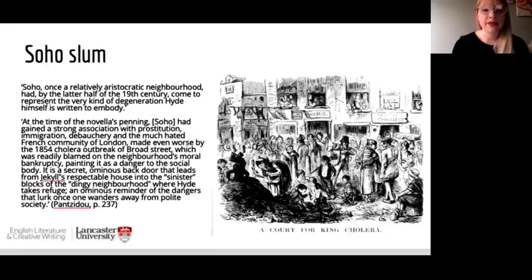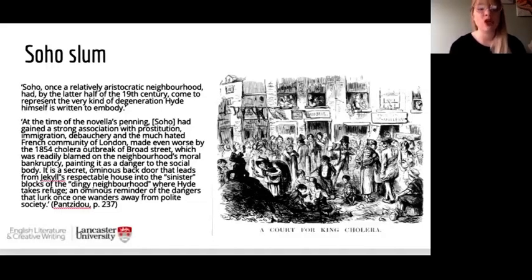Okay. So Pantazar tells us this. Soho, once a relatively aristocratic neighbourhood, had, by the latter half of the 19th century, come to represent the very degeneration Hyde himself is written to embody. The area, at the time of the novella's penning, had gained a strong association with prostitution, immigration, debauchery, and the much-hated French community of London, made even worse by the 1854 cholera outbreak on Broad Street. And I've got a picture of that on the slide there.